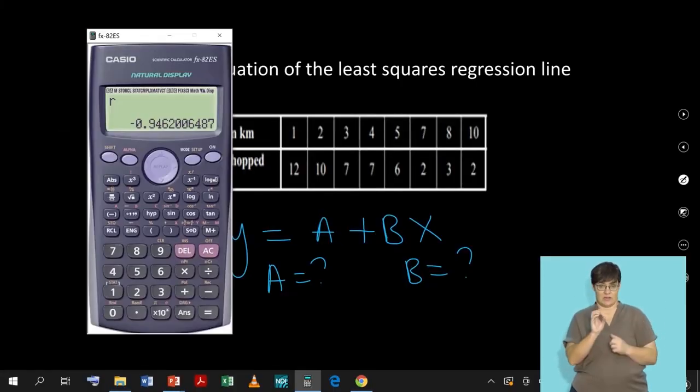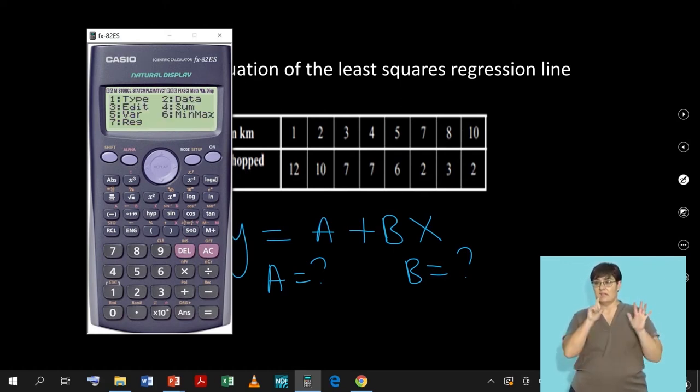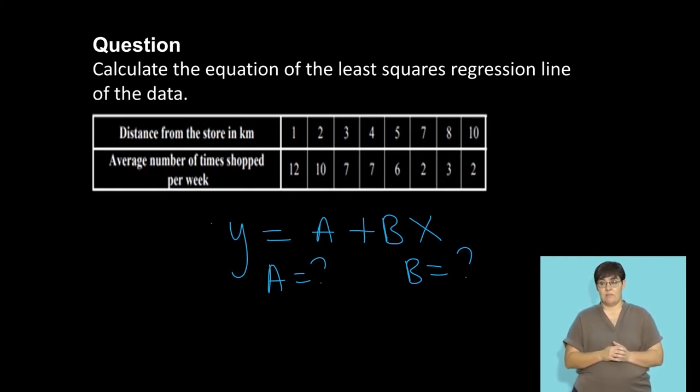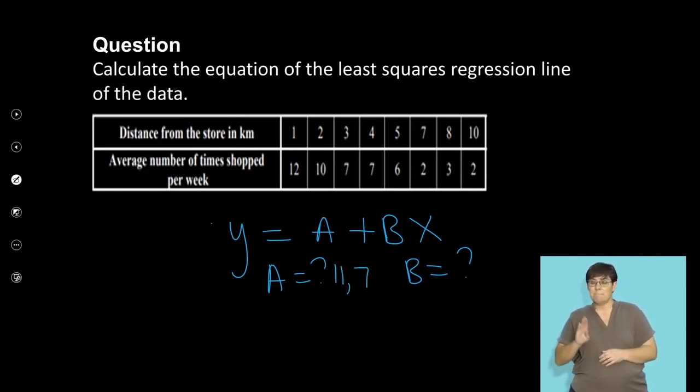So we have our calculator. Shift, then A, we already have the data. 7 for regression. We need the A value. For the A value, we put 1, equal. That's what we get, 11.7. Okay, we get 11.7 for the A value.